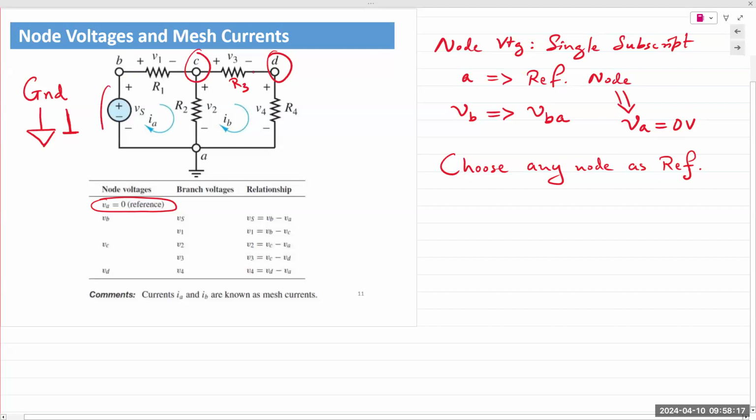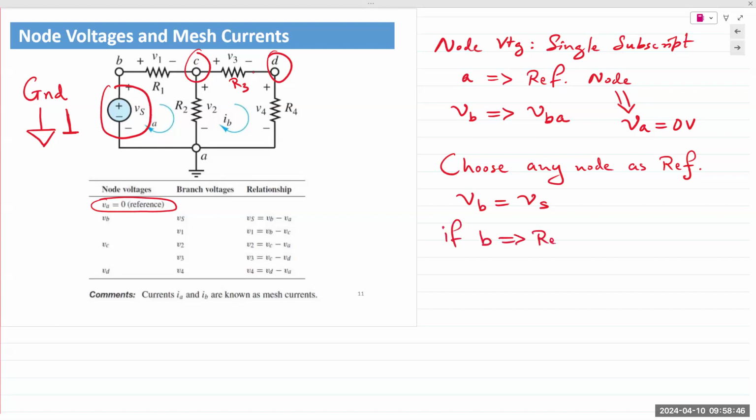Let's simplify this. We have a voltage source. Which nodes is this connected to? B and A. If you choose A as your reference node, then VB is simply equal to VS. Make sense? If B is your reference, what is VA?